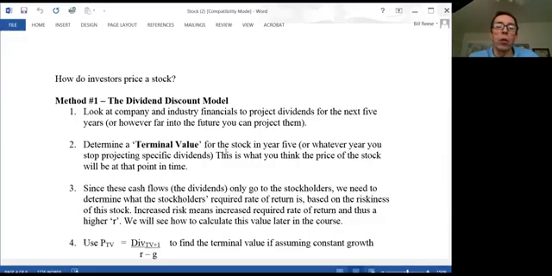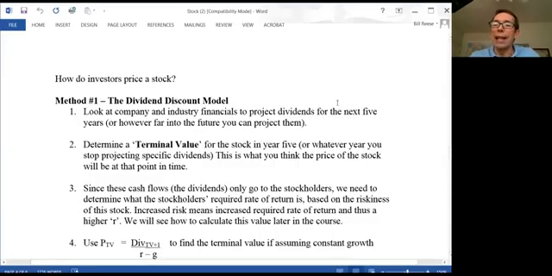Then all you have to do at that point is discount all those cash flows back to time 0. When you discount all those cash flows back to time 0, you have to do it at the stockholders' required rate of return, or the expected return, which we are going to learn how to do before the end of the course. But right now, we'll just give it to you. And as we said before, that's based upon the level of risk of the stock. More risky stock, higher required rate of return.